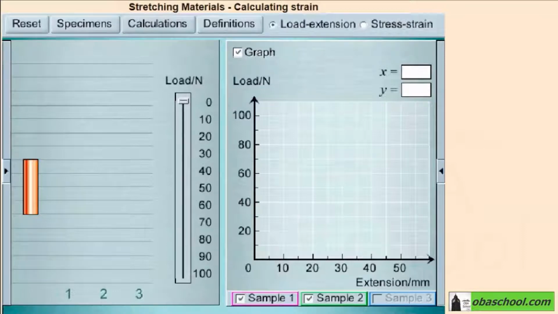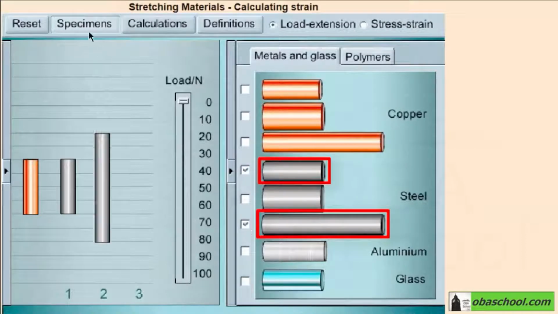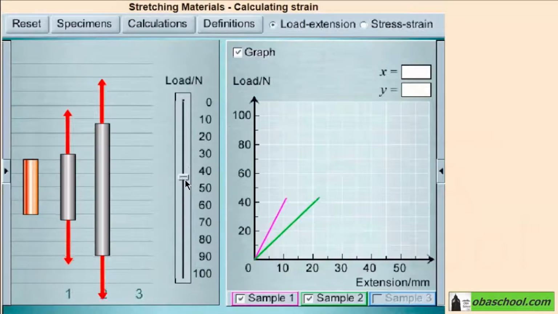So let's open the specimens tray and select the thin specimen of steel, and let's close the tray. The first specimen is twice the length of the second one. Let's select a graph and stretch the specimens using the load slider. Look at the load extension graph as we are loading the two specimens.